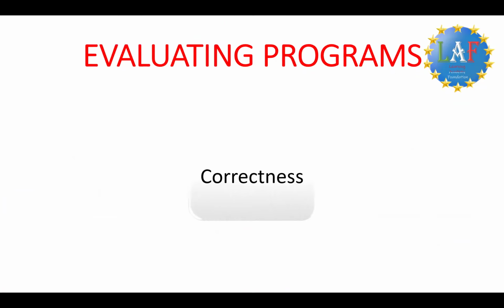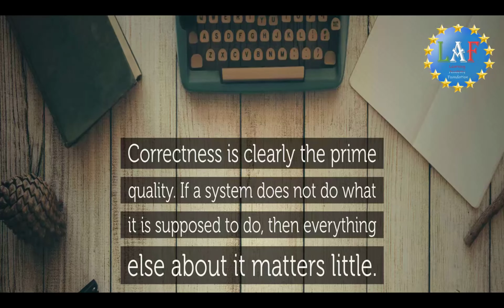So the parameters to evaluate are, first, correctness. Does it do what it's supposed to? Correctness is clearly the prime quality. If a system does not do what it is supposed to do, then everything else about it matters little.